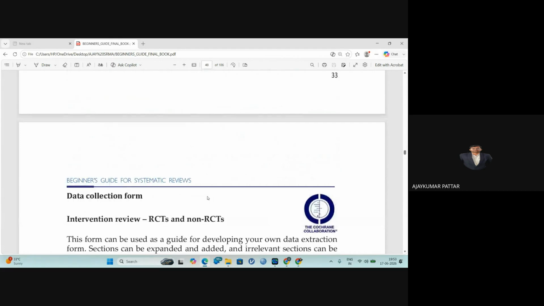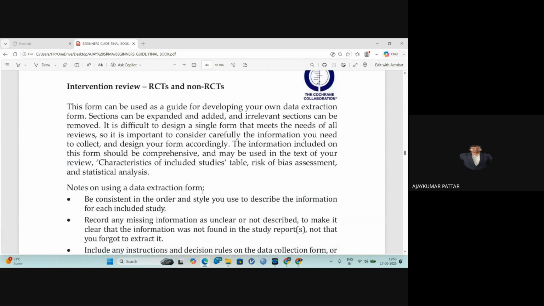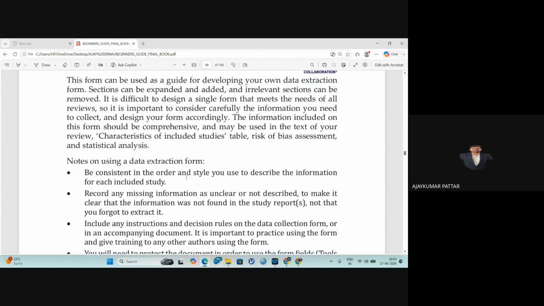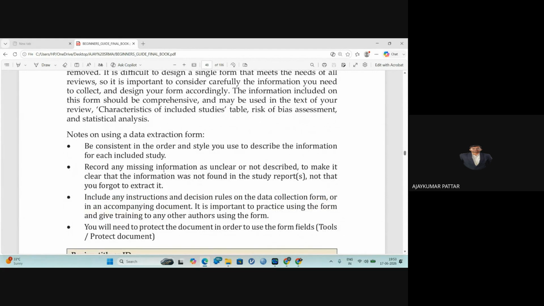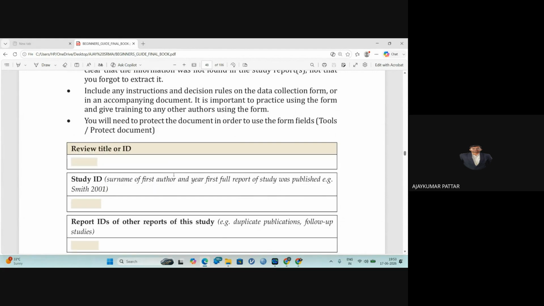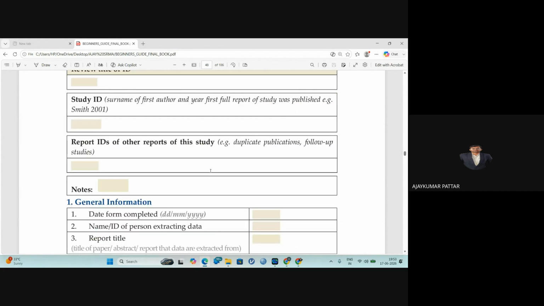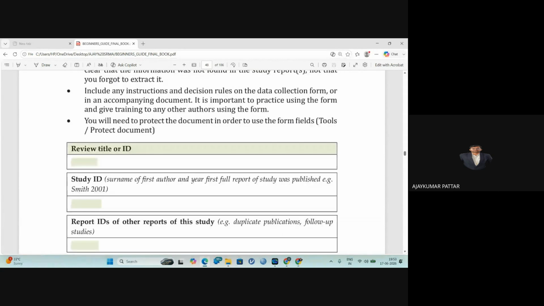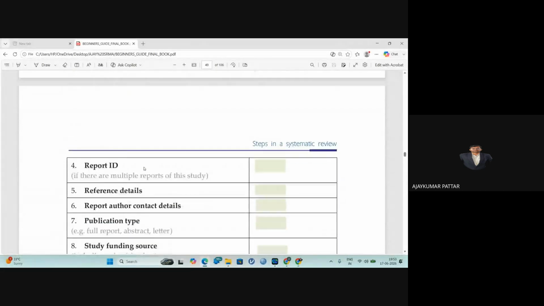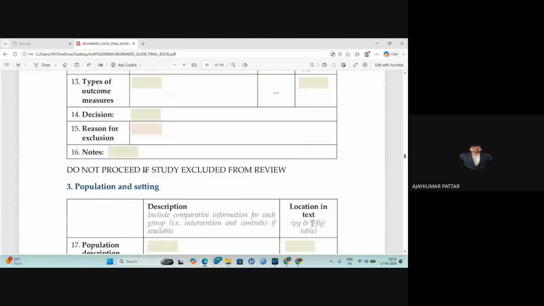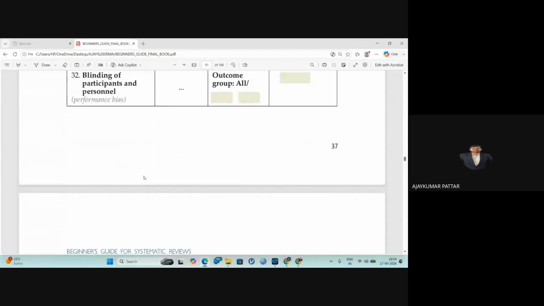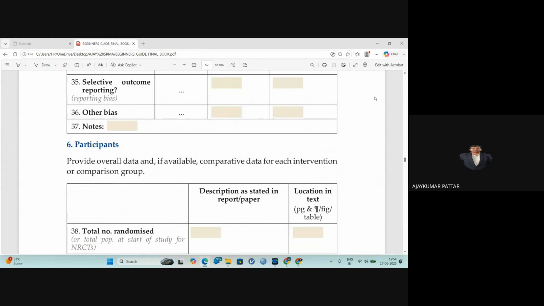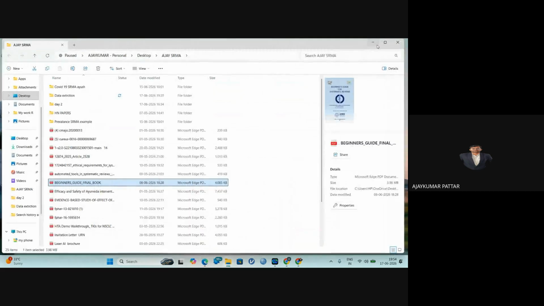So how can we extract the data? Generally, for data collection forms, we can use Google Forms, or we can use Excel also. Other software is available, but they are paid ones. In this format: reviewer, title, study ID, and general information. They have given a general format. Like this, we can take the headings and extract the data. Now I will show some of the data extraction files, so you will get the idea.